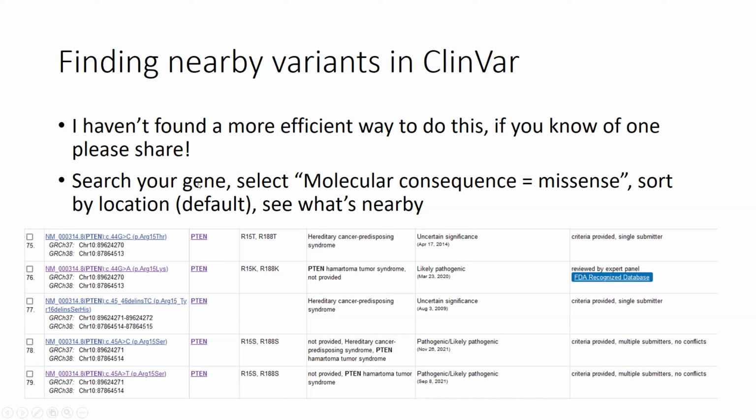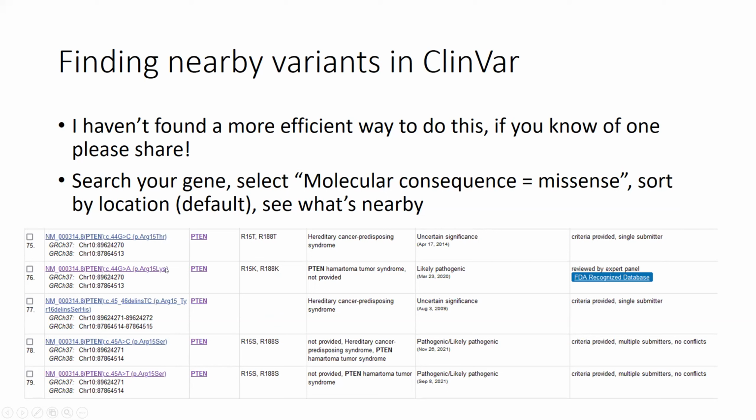But by searching ClinVar, if you limit it to molecular consequence of missense and sort by location, which is the default, you can find your residue of interest and see what's nearby. So let's say we're interested in the ARG15 residue, maybe we found ARG15 threonine, and we want to understand, okay, are there other variants in the neighborhood that are also classified, or that we might have helpful information on to potentially classify.